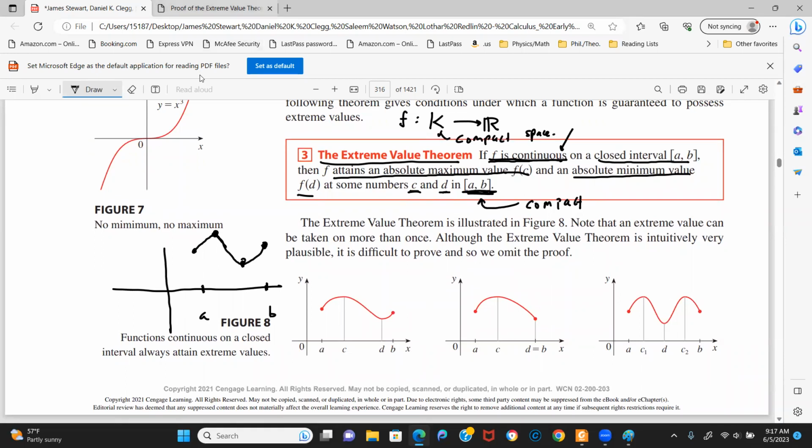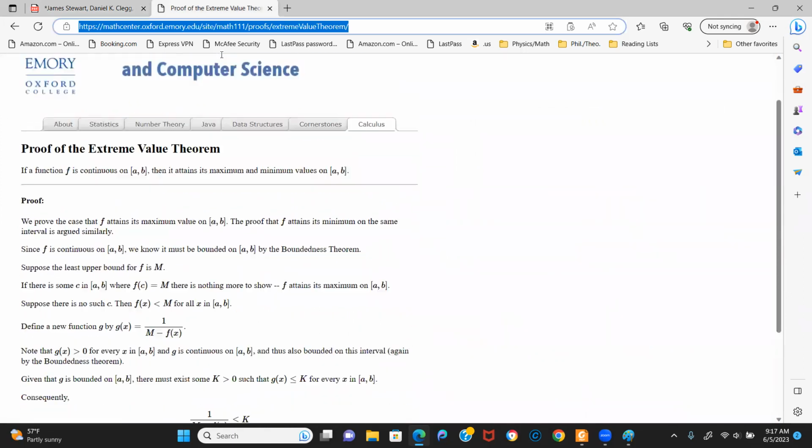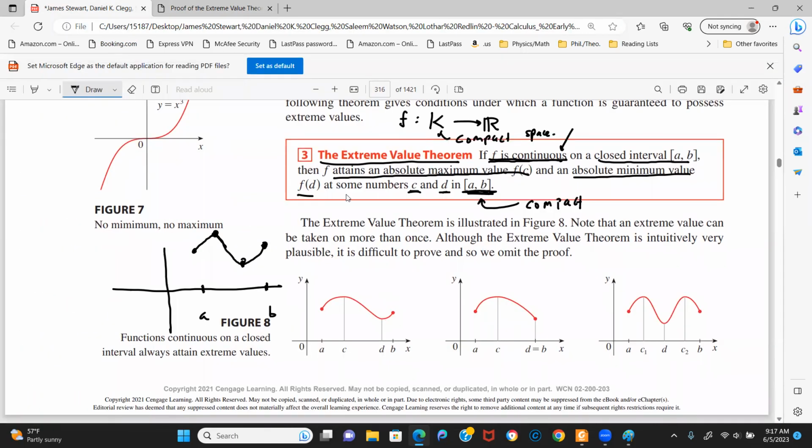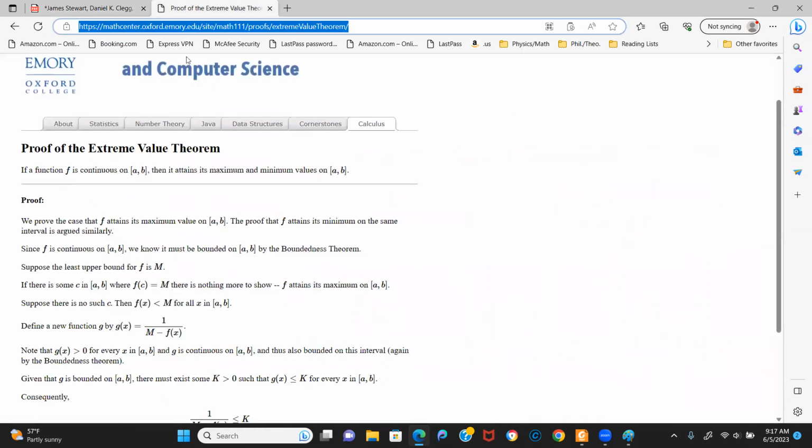So what does the proof look like? The proof is not that bad actually. The book says the proof is difficult. Of course the extreme value theorem is very intuitive, very plausible, but the proof is difficult, and it's actually not that bad. The proof is not bad to go through. So I want to go through it really quickly. I'll read this with you.